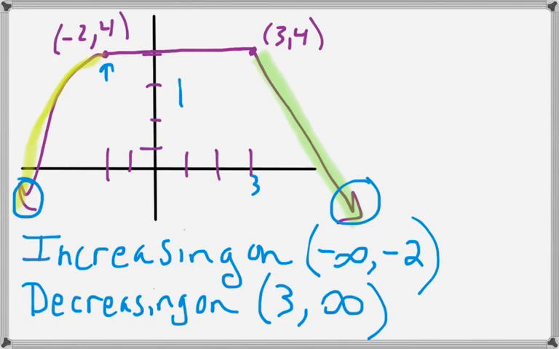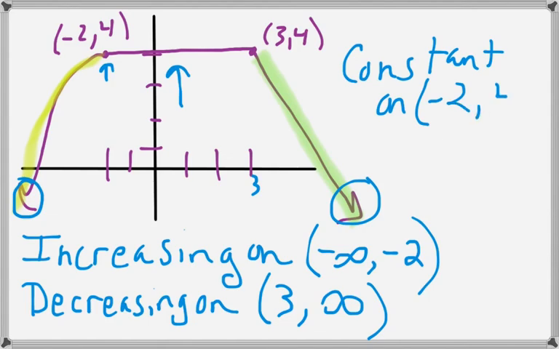All right, then the middle portion of this graph that's not highlighted, that is our constant portion because it looks like part of a horizontal line. So we would say that this function is constant on the interval from negative 2 to 3.